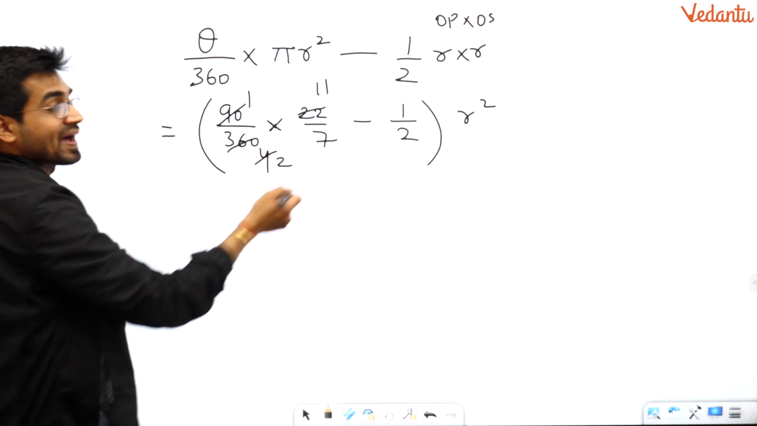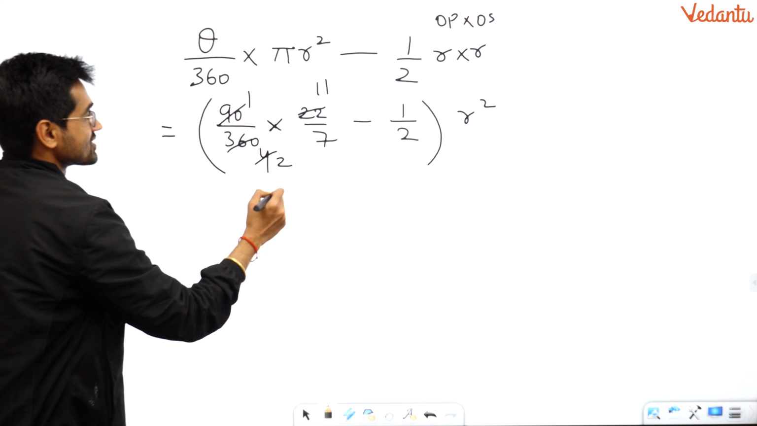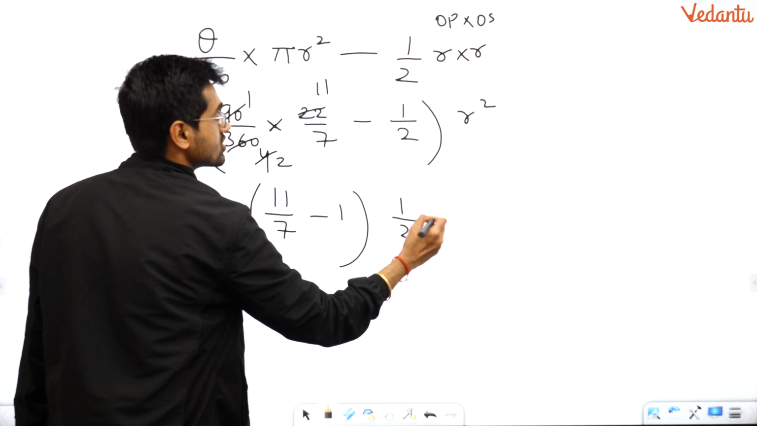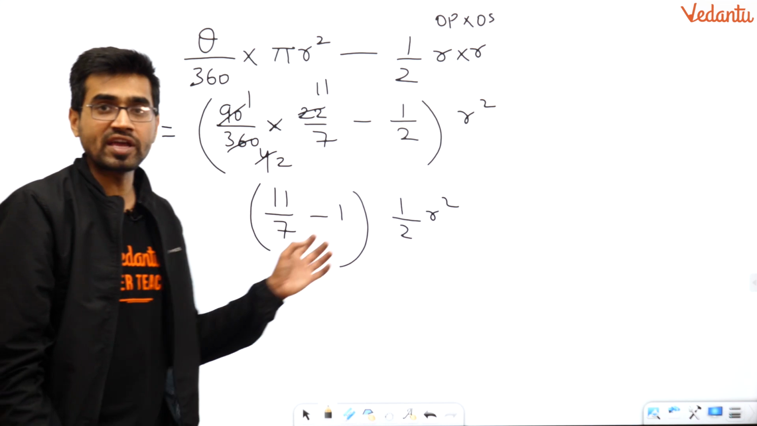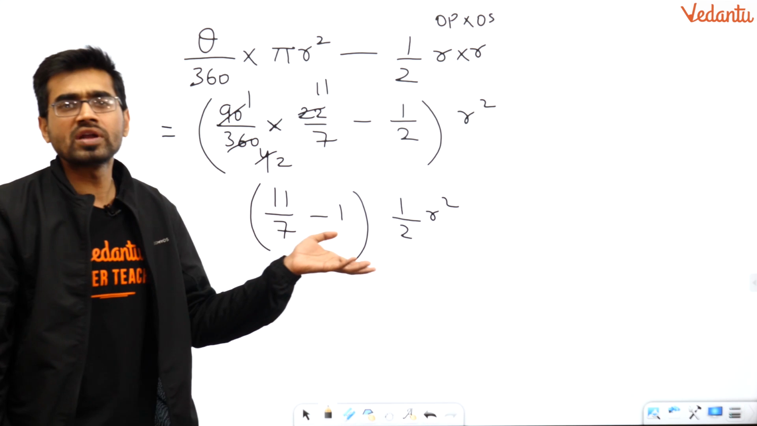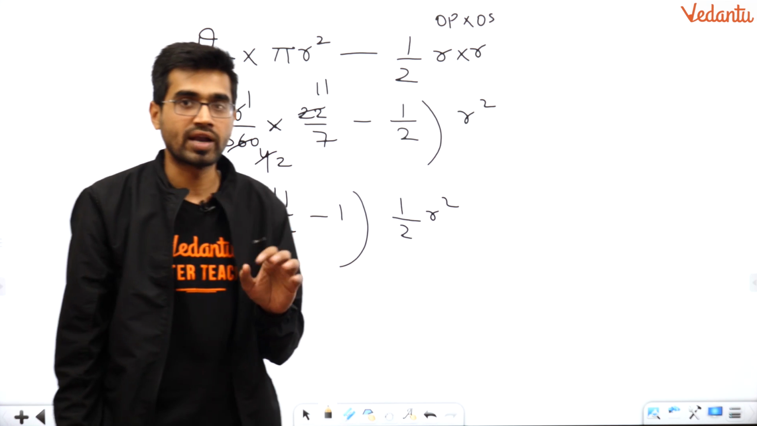So basically I can take half also common. Okay, so I can write 11 by 7 minus 1 because I can take half common also. You understand my point, how I am taking common? The reason behind taking common is simple. You want the simpler solution. I told you I like simple, I don't like mess.